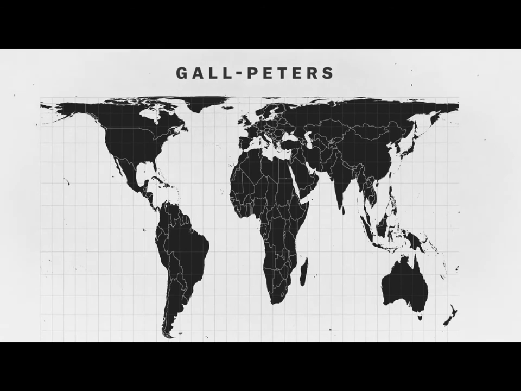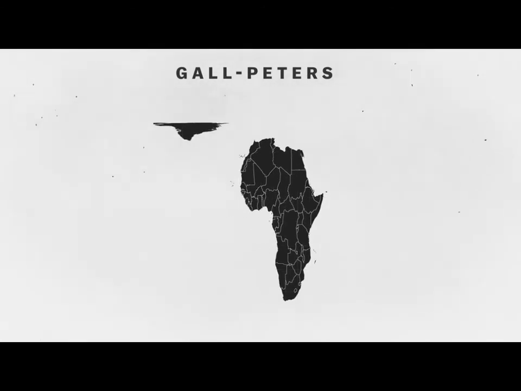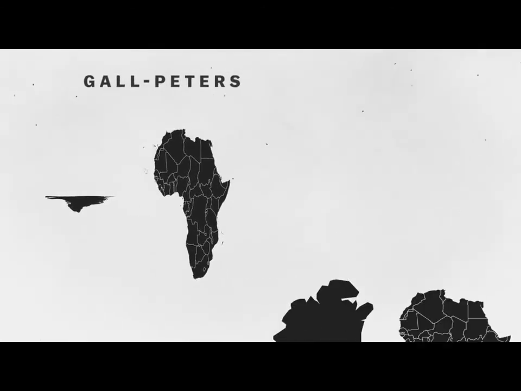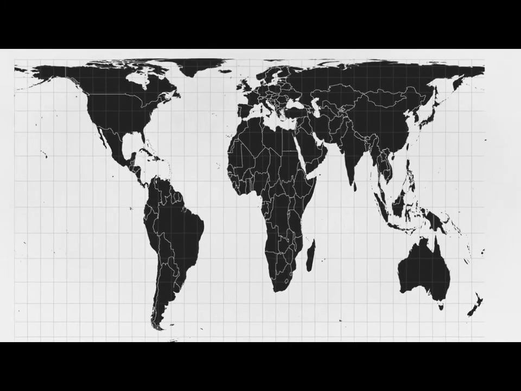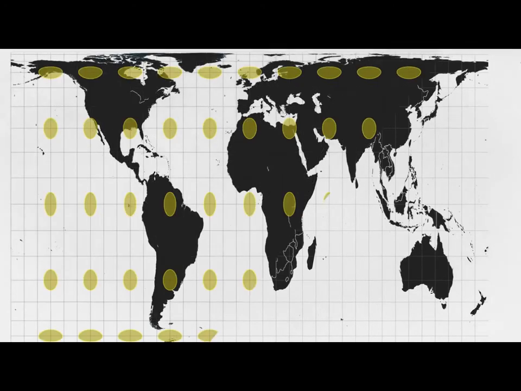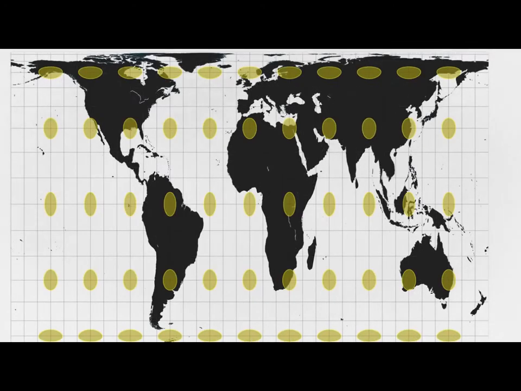So if you want to see a map that more accurately displays land area, you can use the Gall-Peters projection. This is called an equal area map. Look at Greenland and Africa now. The size comparison is accurate, much better than the Mercator. But it's obvious now that the country shapes are totally distorted. Here are those dots again so that we can see how the projection preserves area while totally distorting shape.